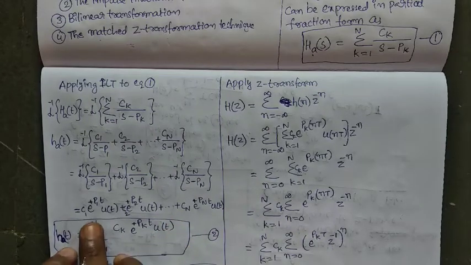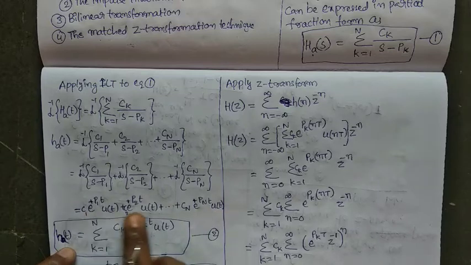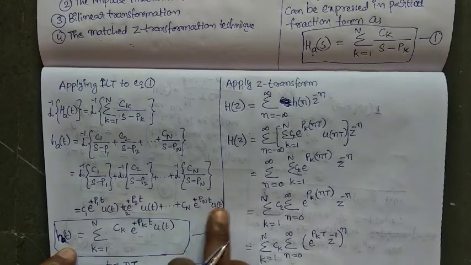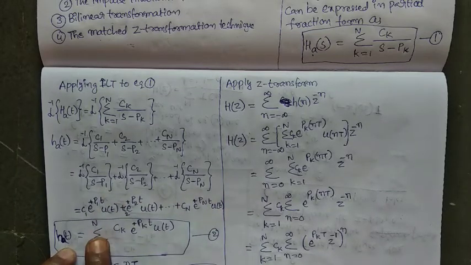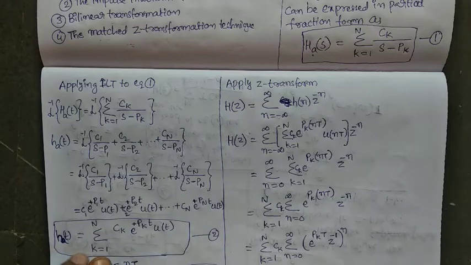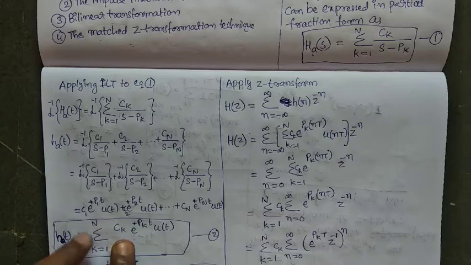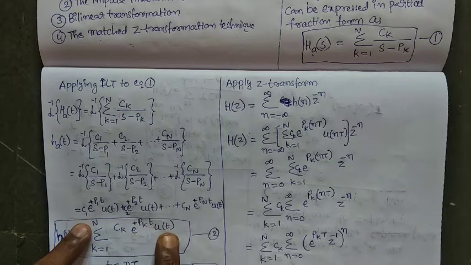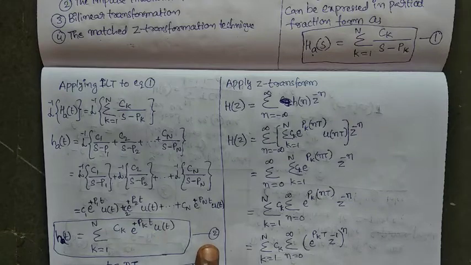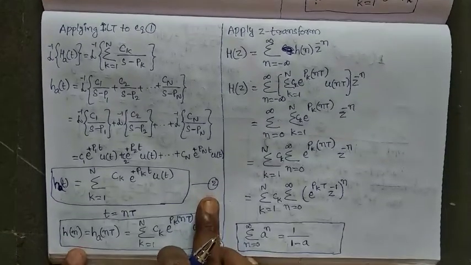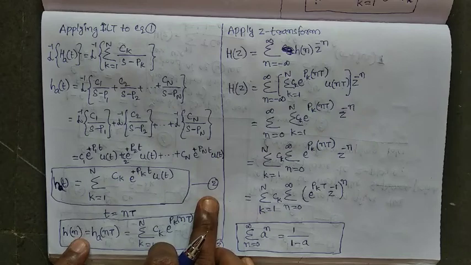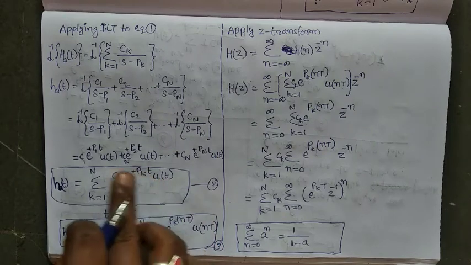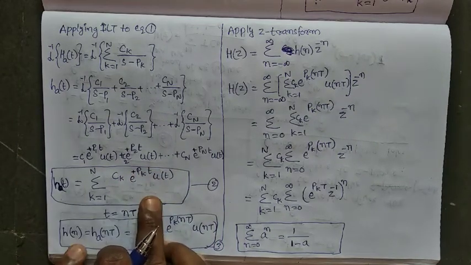Here we are writing this term in summation form. Here ha of t is equal to summation k equal to 1 to N ck e power pk t u of t. I am taking this as equation 2. Okay, now sampling this equation 2.